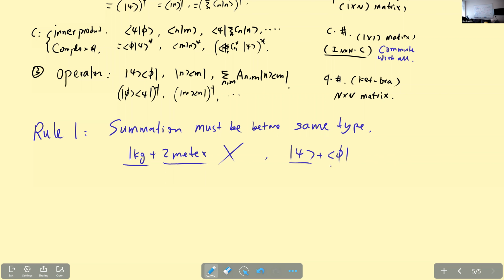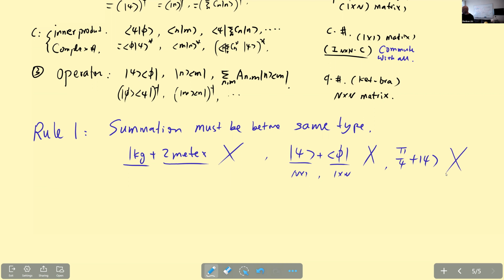Because this is a ket, this is a bra. This is an n times m matrix. This is a 1 times m matrix. You cannot do the summation of these two different kinds of matrices, right? So this kind of summation is not allowed. You also cannot do something like π/4 plus a ket. This is not allowed because the first one is a C number, the second one is a state.